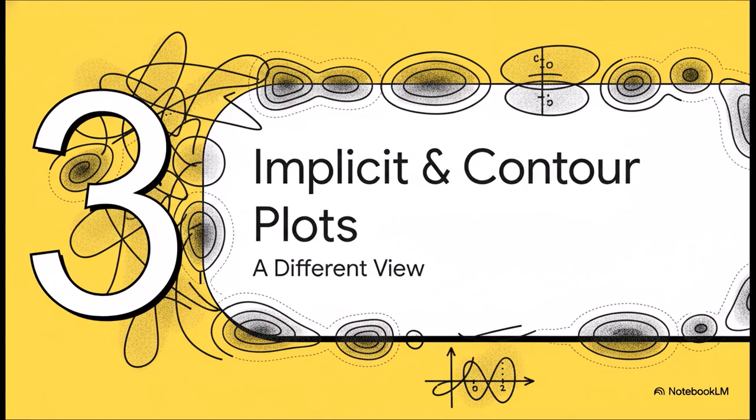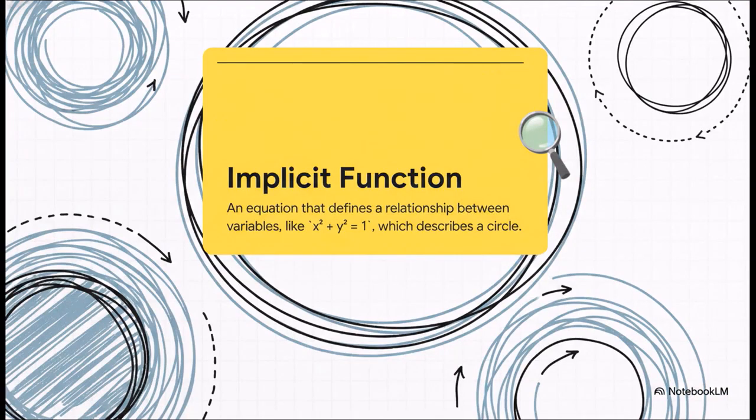All right, let's switch gears a little. So far, our functions have been pretty direct. But what happens when a shape isn't defined by a simple y equals f of x, but more like a rule? This leads us to a new way of plotting, and honestly, a super common trap for beginners. This is what we call an implicit function. The absolute classic example is the equation for a circle, x squared plus y squared equals 1.